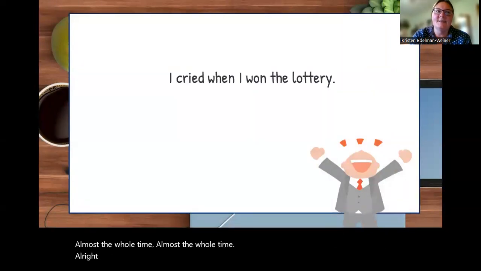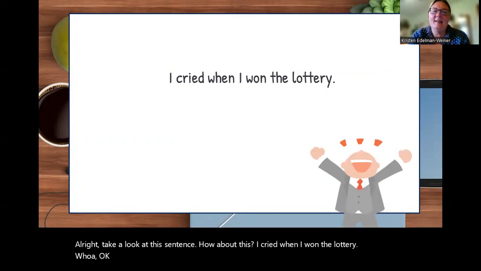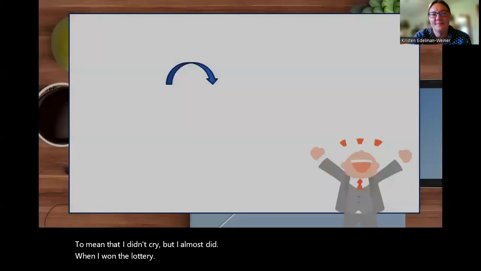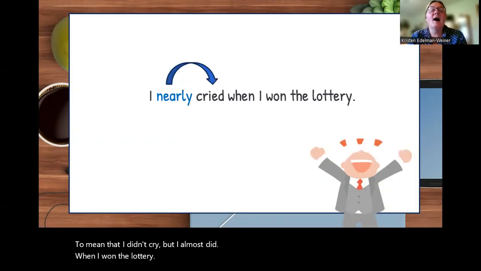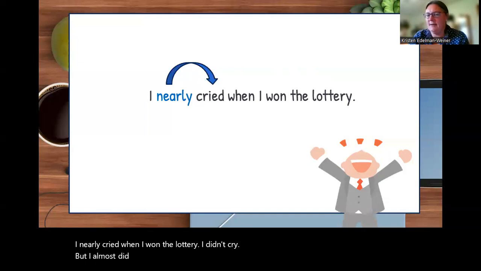All right, take a look at this sentence. How about this? I cried when I won the lottery. Whoa, okay. Let's change this a little bit. Where would you put nearly to mean that I didn't cry, but I almost did when I won the lottery? Right. I nearly cried when I won the lottery. I didn't cry, but I almost did. Right? I almost did.